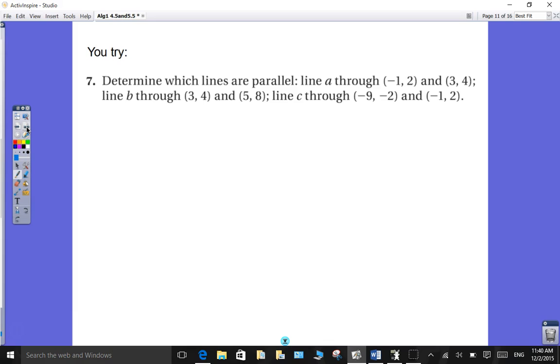Determine which of these lines are parallel. So you're going to do the same thing on a you-try, but now you don't have the graph. You just have the points. So calculate the slope 3 times, right? You're going to calculate the slope between these two, between these two, and then between these two. And see if you get the same slope for any 2 of those.